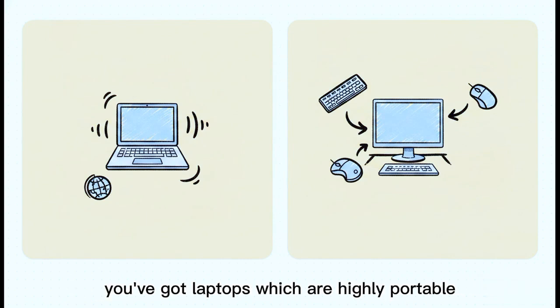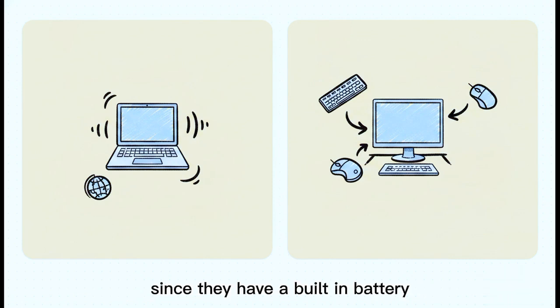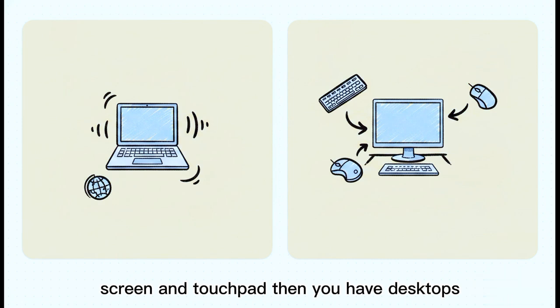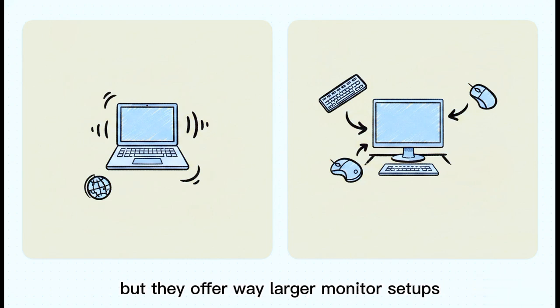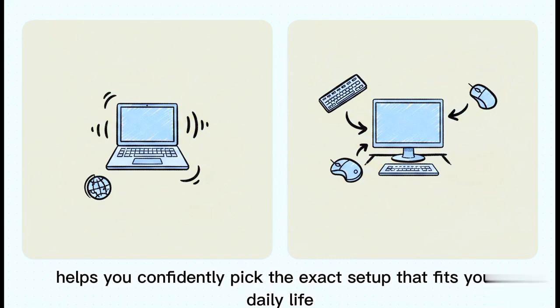You've got laptops, which are highly portable. They give you the absolute freedom to work anywhere, since they have a built-in battery, screen, and touchpad. Then you have desktops. Sure, they're meant to stay parked at a desk, but they offer way larger monitor setups and totally customizable parts. You can mix and match pretty much any keyboard or mouse you want. Knowing this helps you confidently pick the exact setup that fits your daily life.